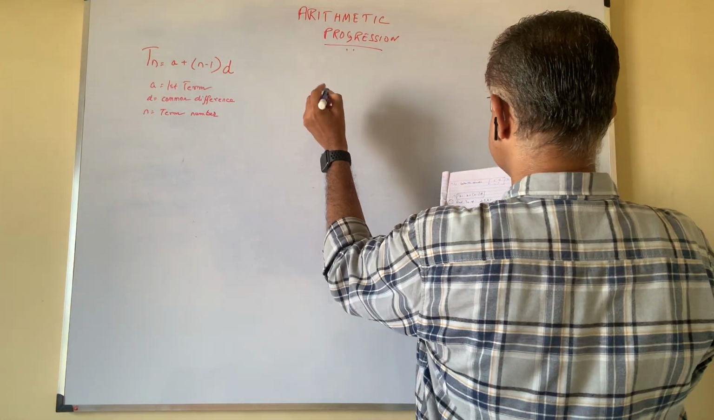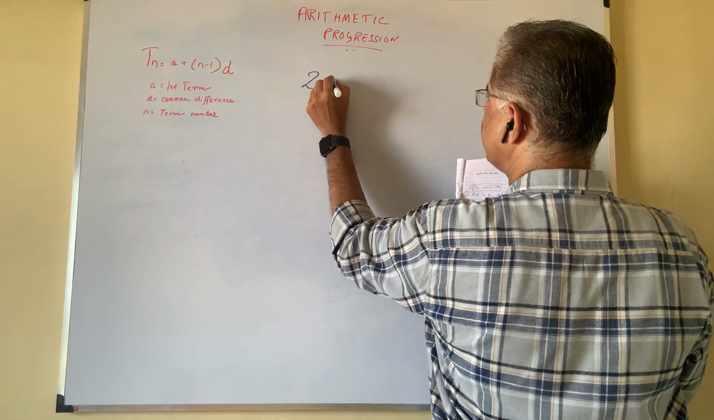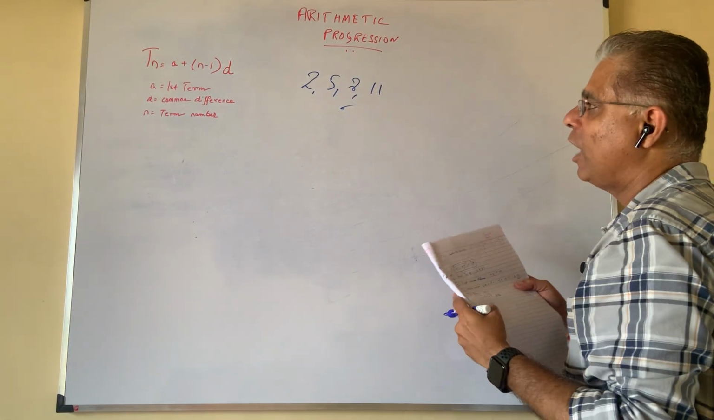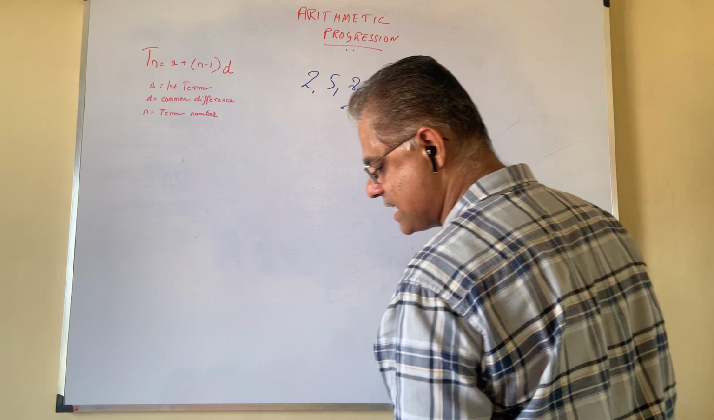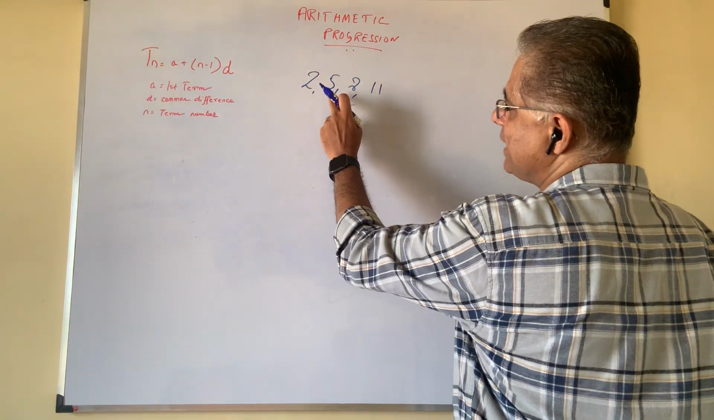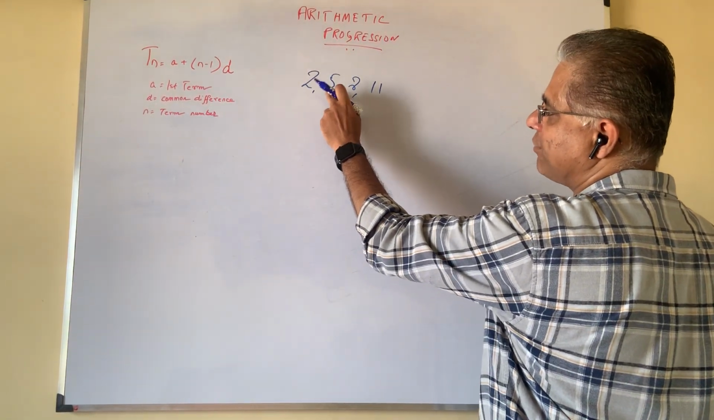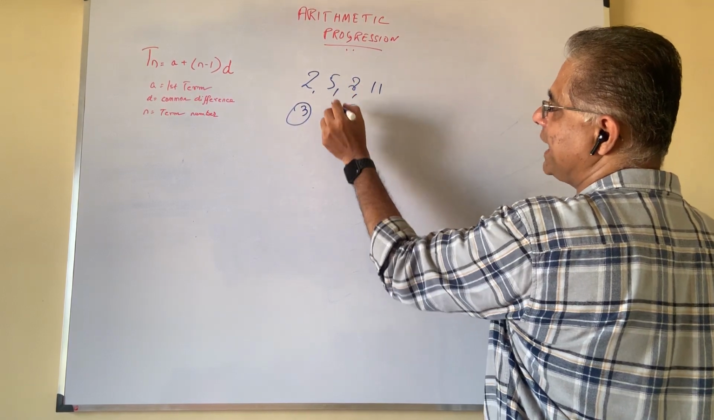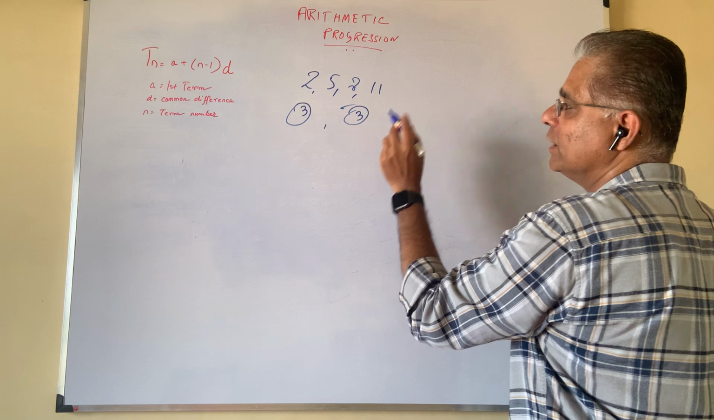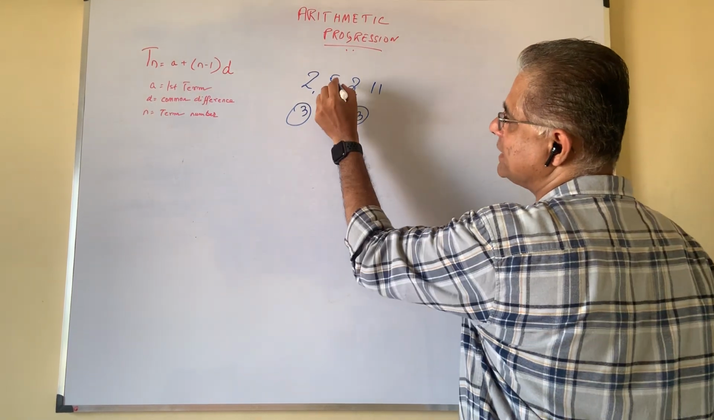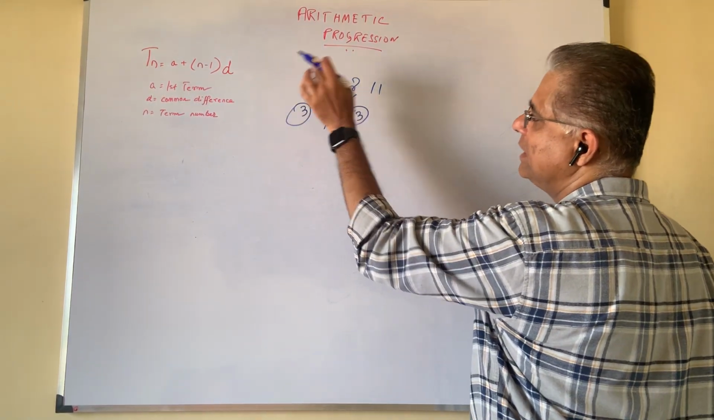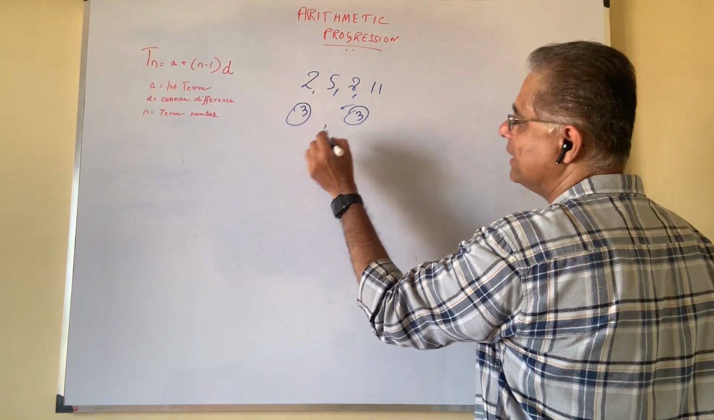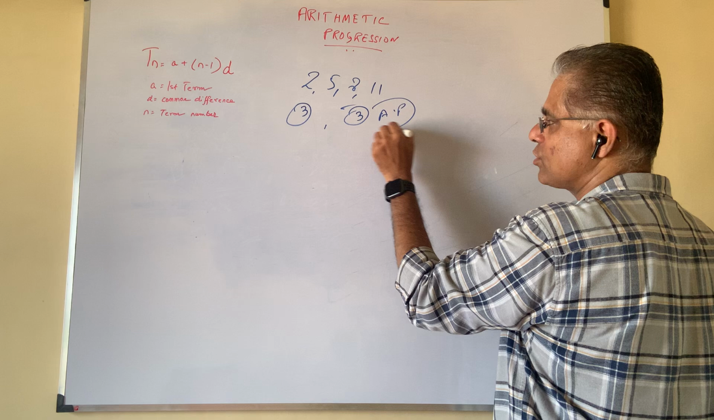Suppose I have a series 2, 5, 8, 11. Let's check. How do you check if this series is an AP series or not? If you find the difference of second minus first, 5 minus 2 will give you 3. And again, third minus second, which is 8 minus 5, will also give you 3. So if the difference of the second term minus the first term and the difference of the third term minus the second term is same, we call it an AP series. That's how you have to check.